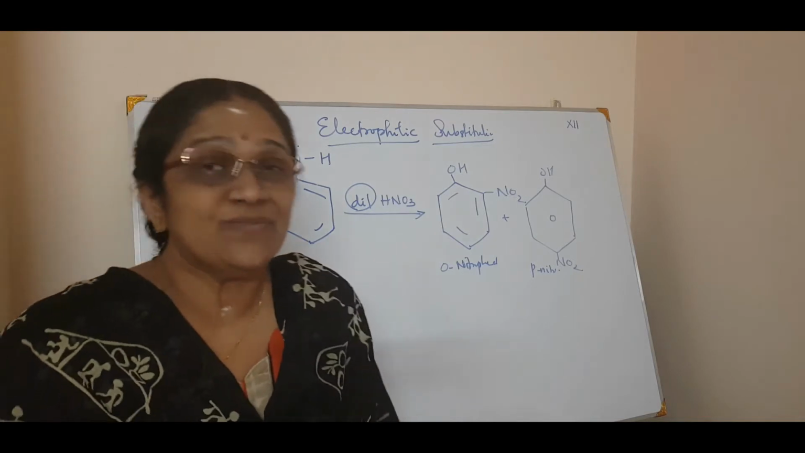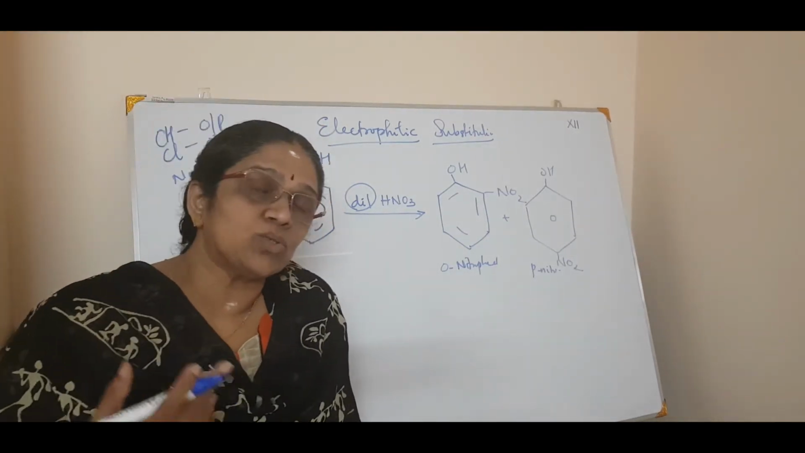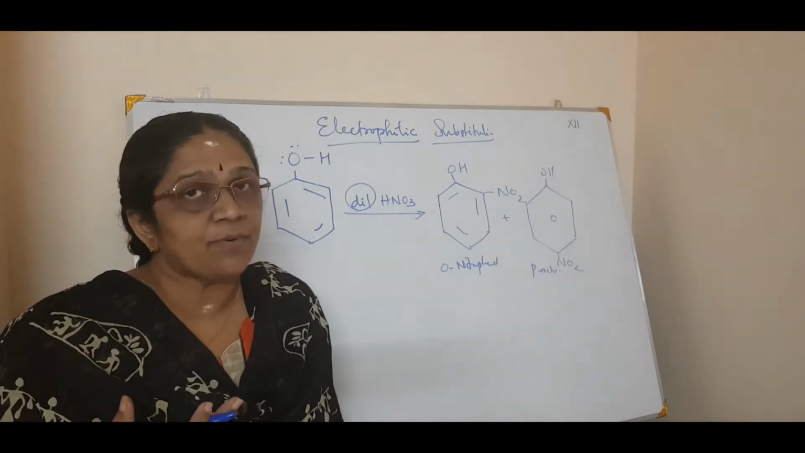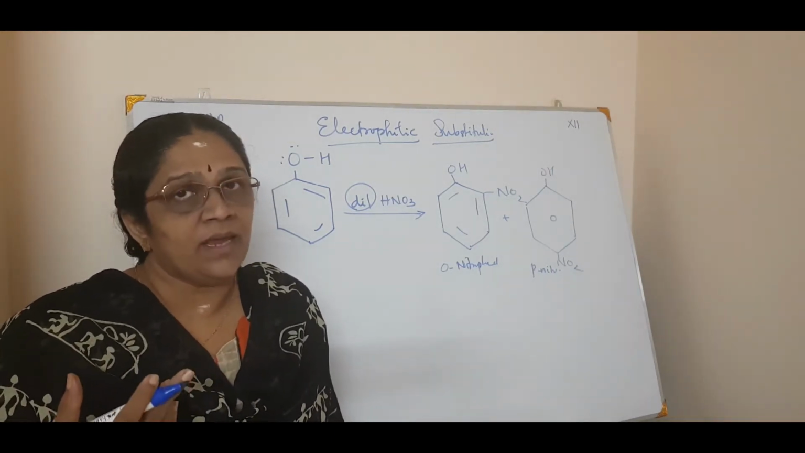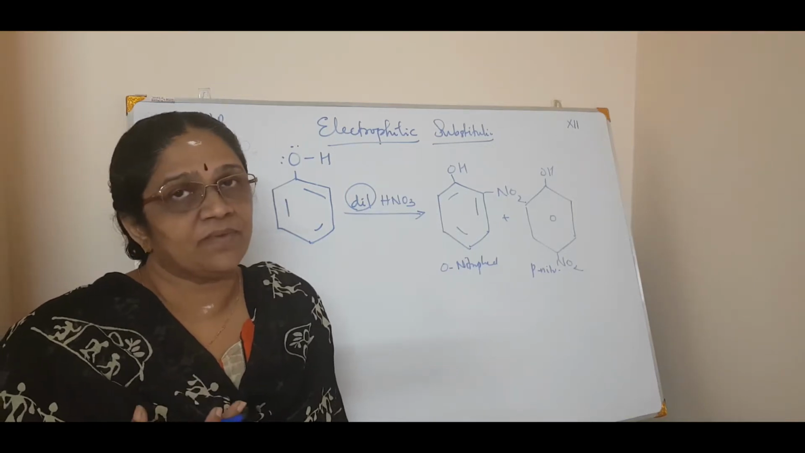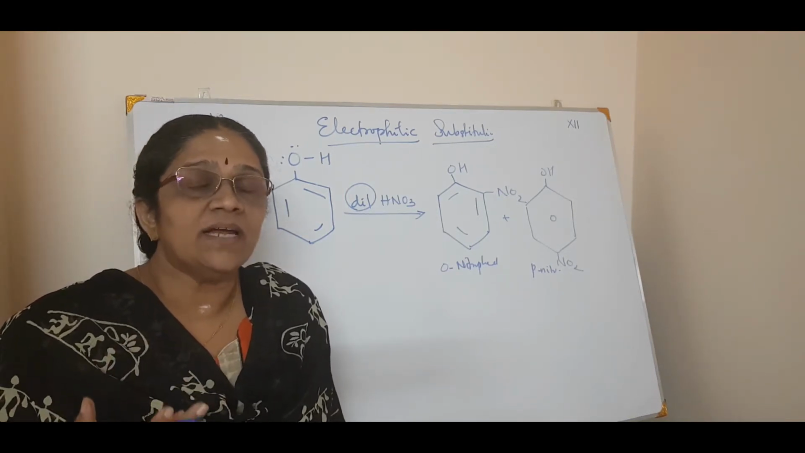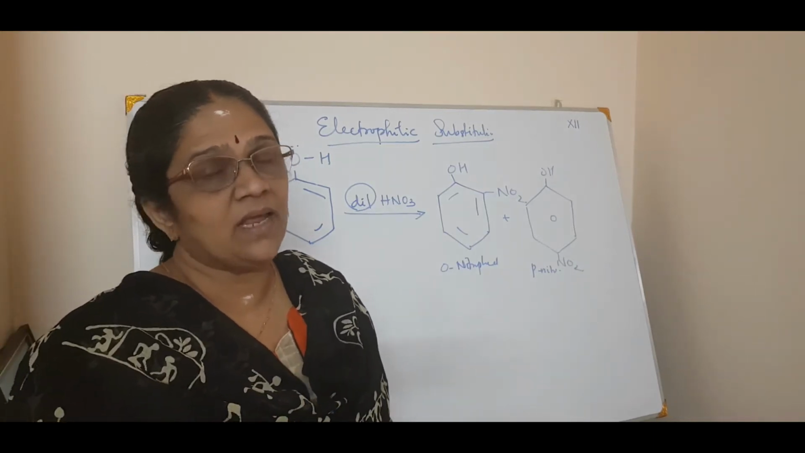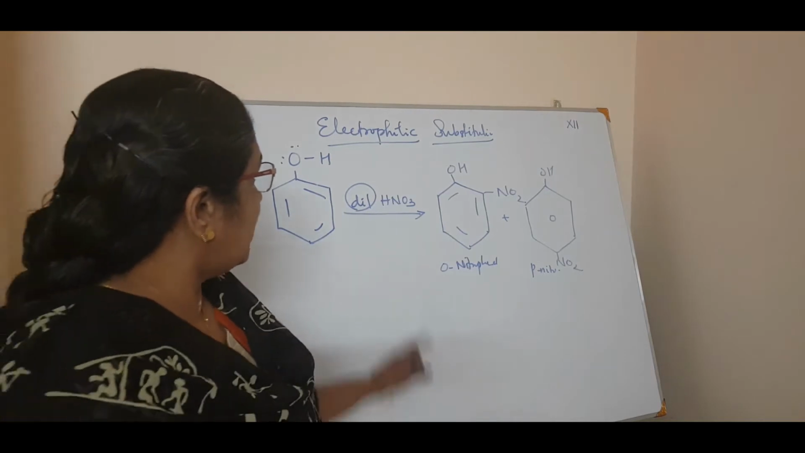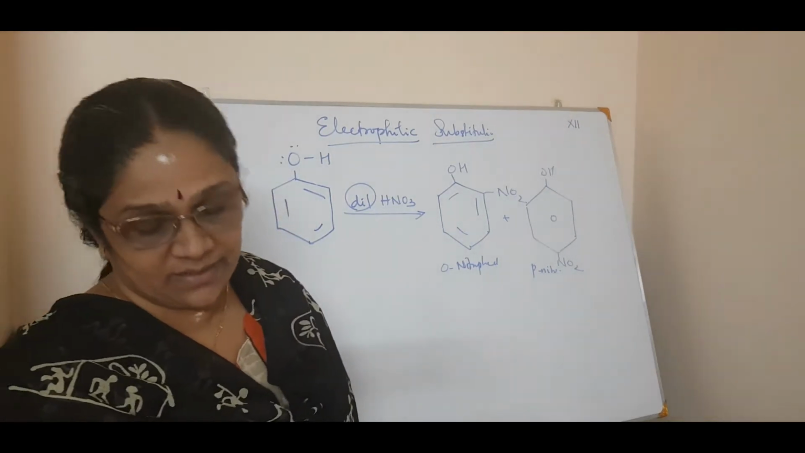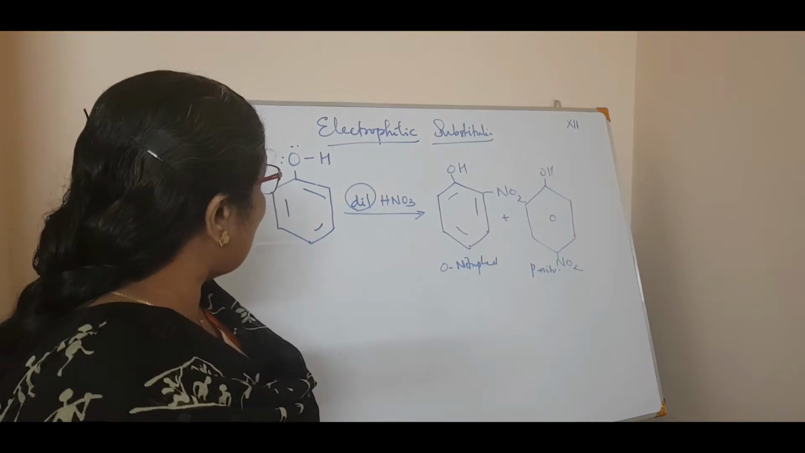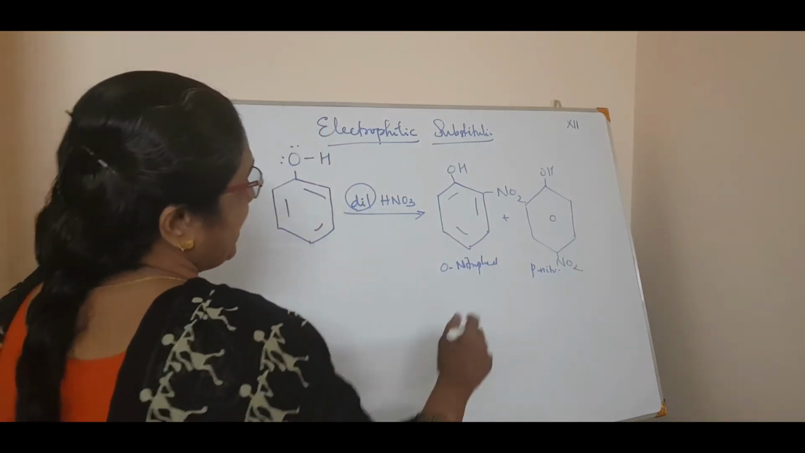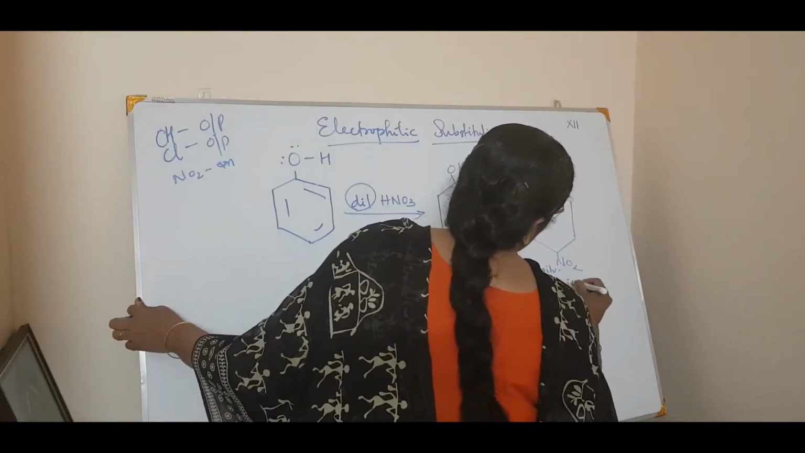Now, which will be the major product? Will it be the ortho or the para? Definitely the para isomer will be the major product. Why? Because of its symmetry. Correct. So dilute HNO3 is added to phenol to form ortho-nitrophenol as well as para-nitrophenol, of which the major product is the para isomer.